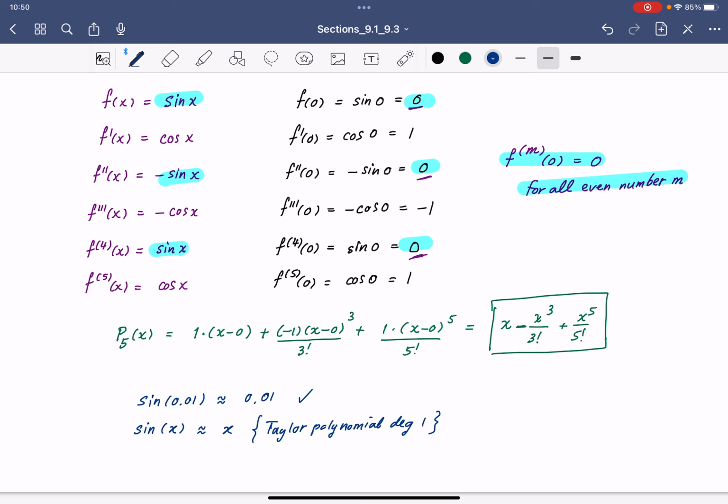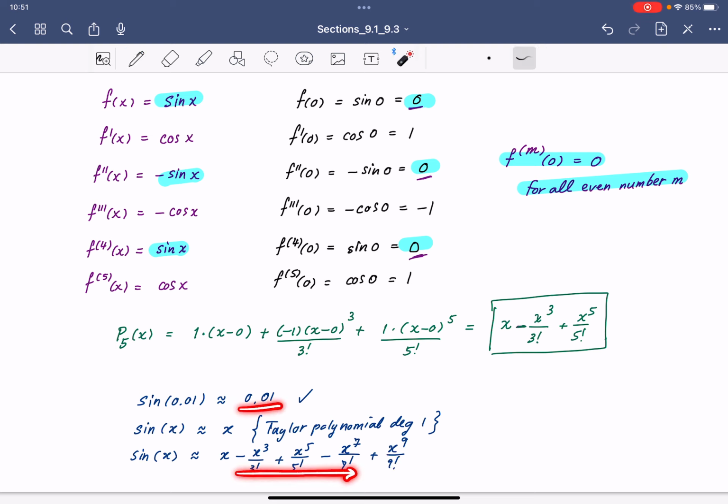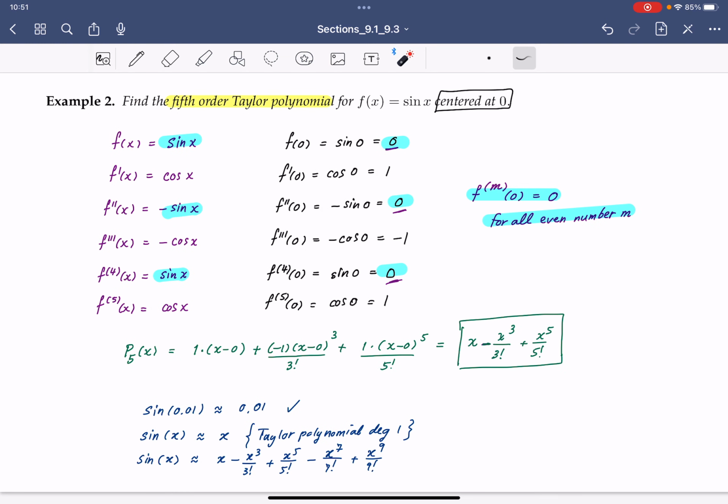But if you want more precision, you can just say, actually sin x can be approximated by x minus x cubed over 3 factorial plus x to the 5th power over 5 factorial minus x to the 7 over 7 factorial plus x to the 9 over 9 factorial. You can keep going, but the more you use, the more precision you have. Right? I mean, if you use 2 terms, 3 terms, 4 terms, 5 terms, it's gonna be more precise when you do the Taylor polynomial. Okay. Alright. That is how to do it with the sin function.